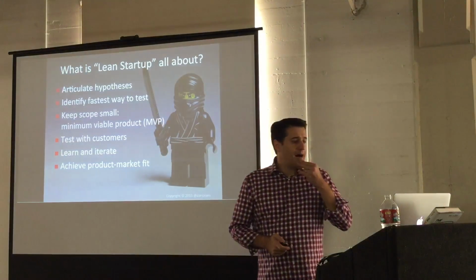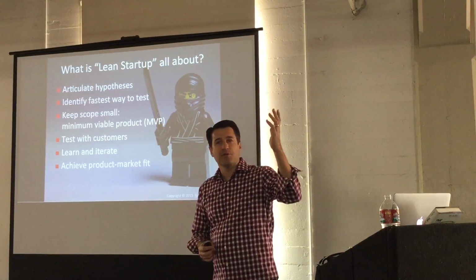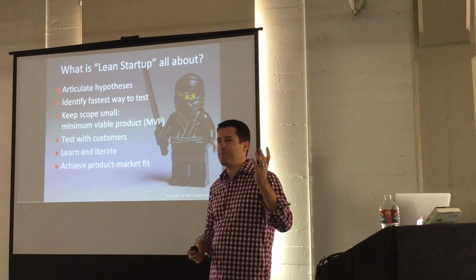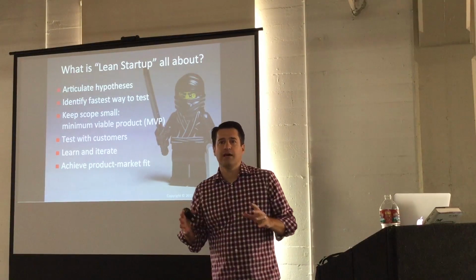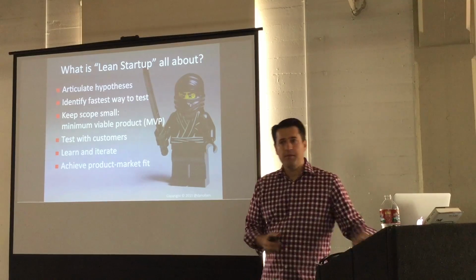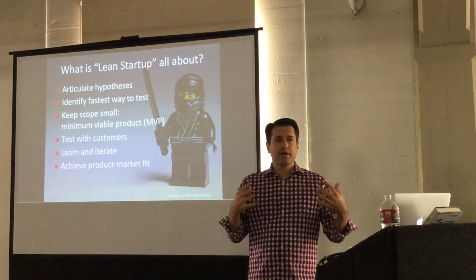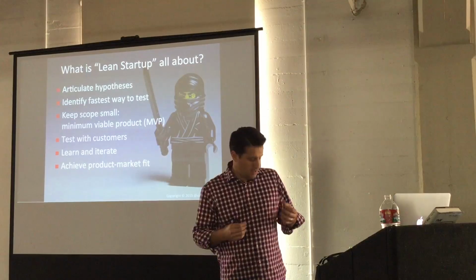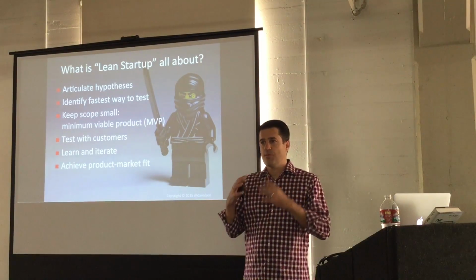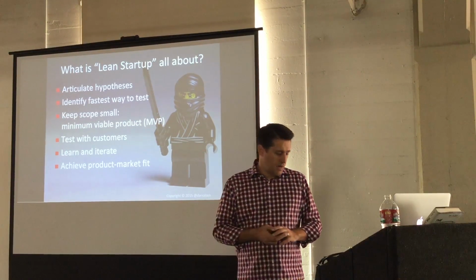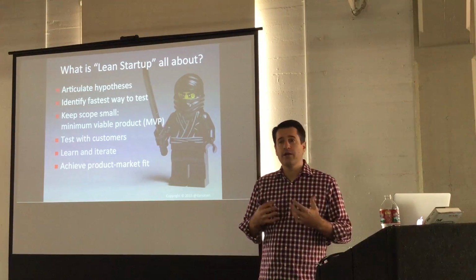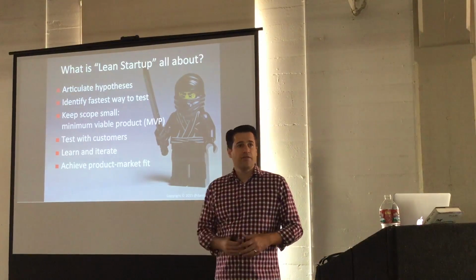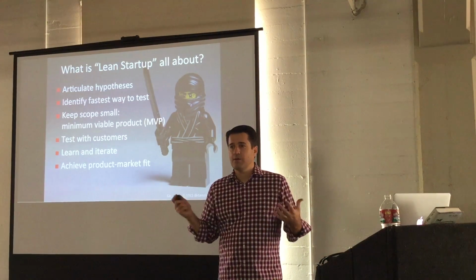When I give my talks, I used to ask people to raise their hand: who's heard of Lean Startup? Now it's kind of the opposite, who hasn't heard of it, and nobody raises their hand, so everyone's heard about it. And if you had to summarize at a high level, what's it all about? It's about articulating your hypotheses, being explicit about what your assumptions are, figuring out the best and fastest way to test those, deliberately keeping your scope small. That's where the idea of MVP comes in. Actually getting out and testing your ideas with customers, learning and iterating quickly, and trying to achieve product market fit. So if I had to summarize Lean Startup in one slide, that's how I would summarize it.